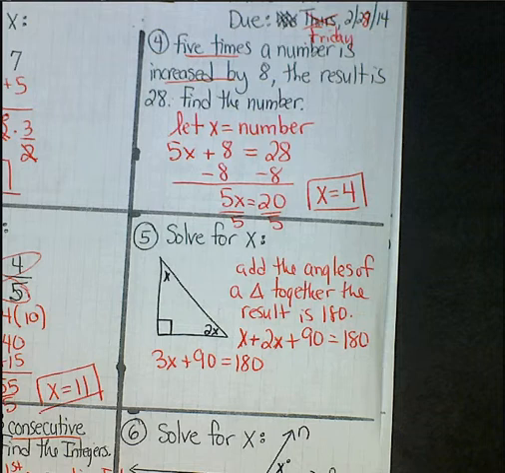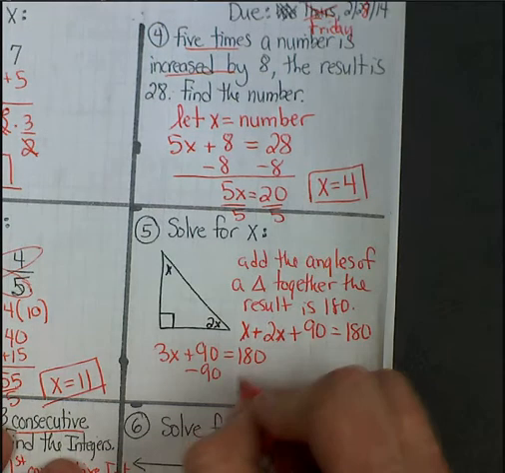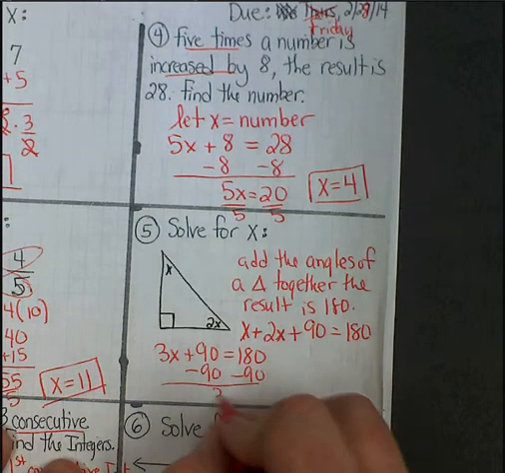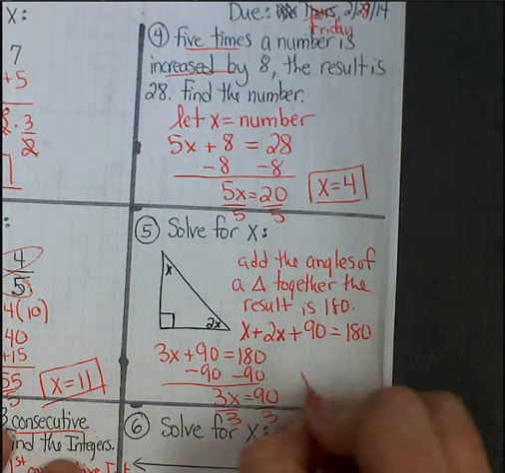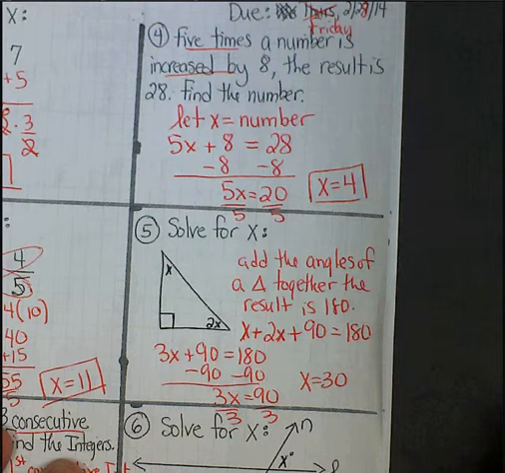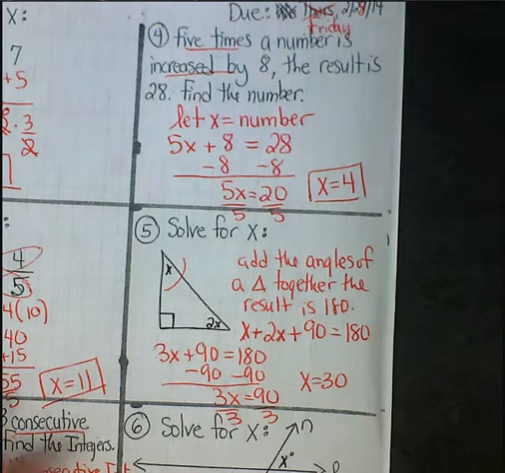I'm going to subtract 90 from both sides. When I do that, I'm going to get 3x is equal to 90. Divide by 3. I get x is equal to 30. So I'm asking for x, so I'm done.